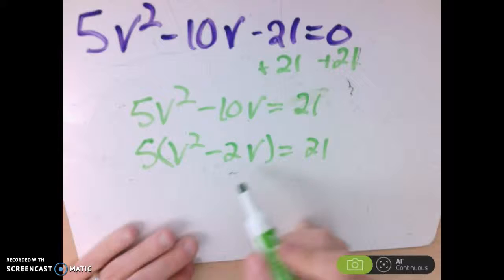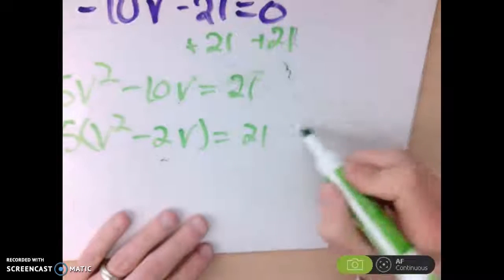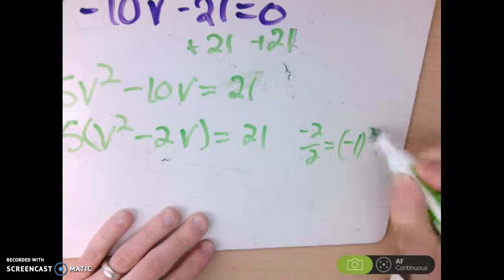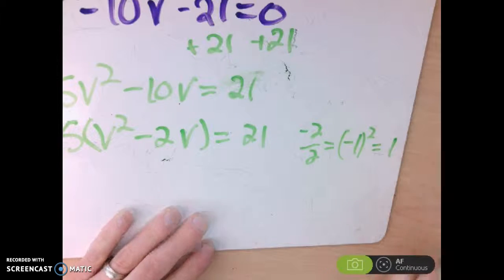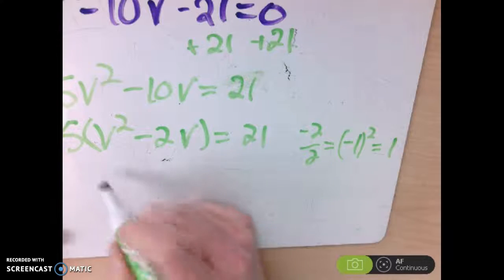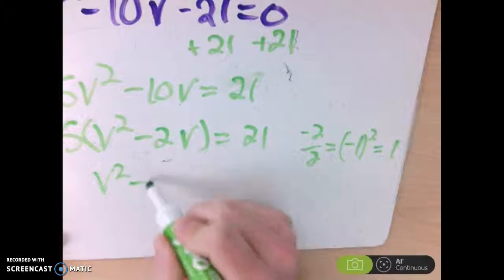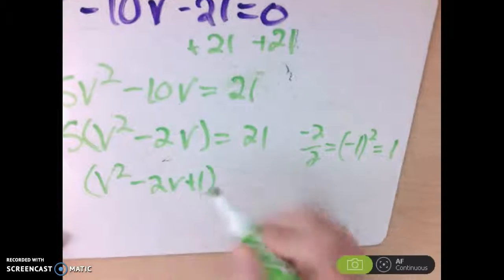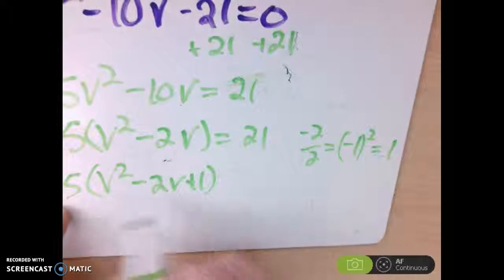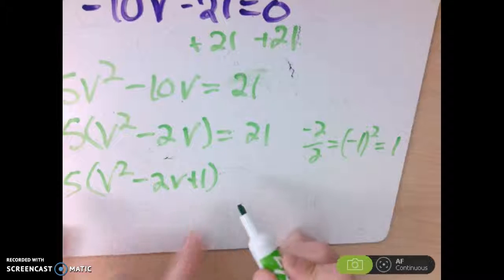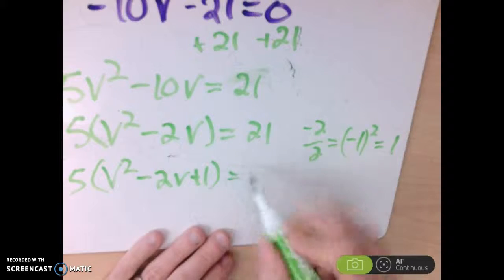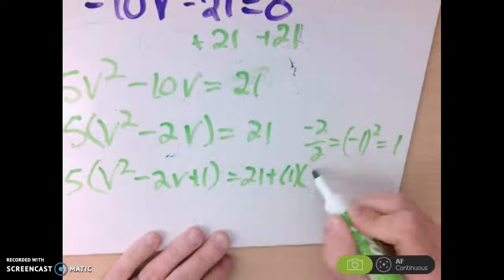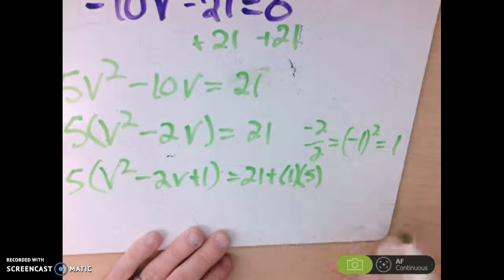Okay? So now I'm going to do my normal thing. I'm going to take my negative 2, divide by 2. I'll get negative 1. I want to square my negative 1. I'll get 1. So I'm going to add that 1. So v squared minus 2v plus 1. But remember, this is all times 5. So if I'm adding 1 inside here, it's really 1 times 5. So over here, I'm going to add 21 plus 1 times 5, which is 5.